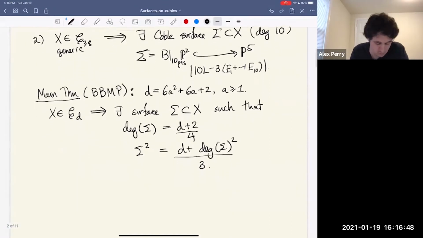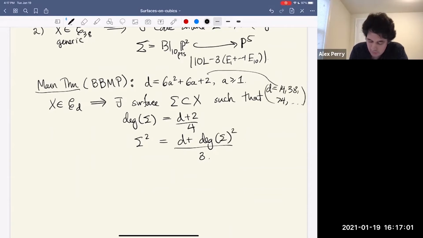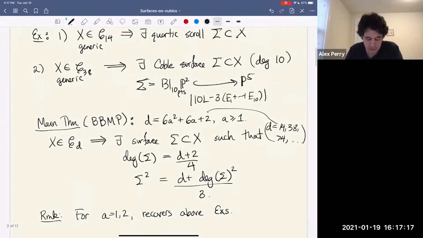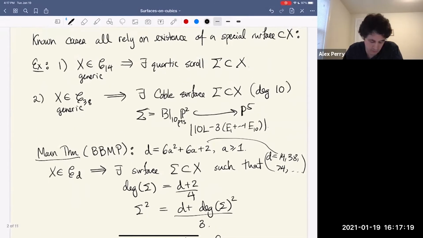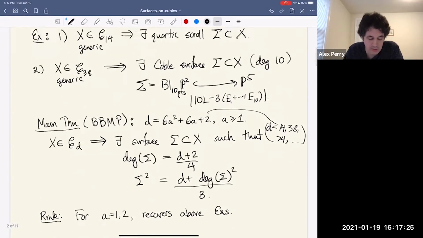And maybe just 2 remarks. So maybe I can just say here, what are these D's? So the first values are D equals 14, 38, 74, and so on. So the remark is that for a equals 1 or 2, this recovers the above examples. Okay, so you can check that the degree I wrote down really gives you 4 for D equals 14, and it gives you 10 for D equals 38. So this is some kind of generalization.